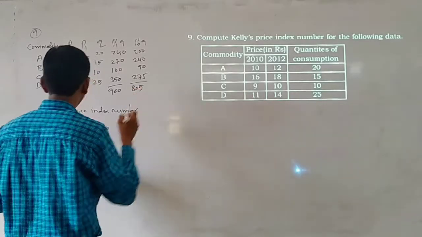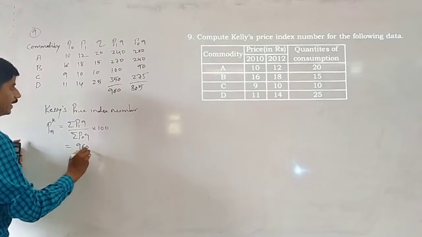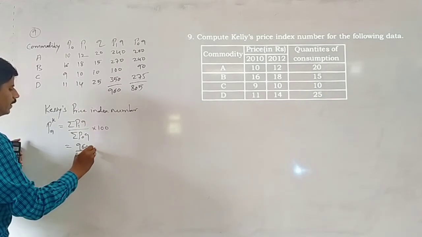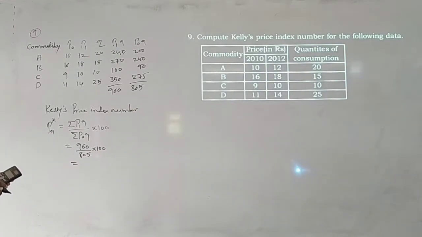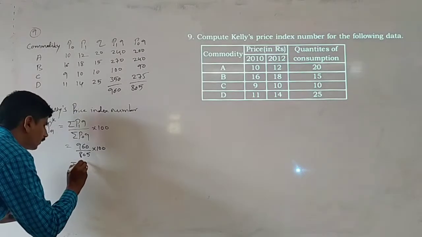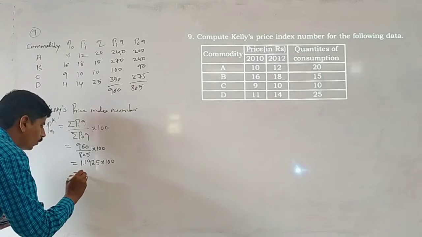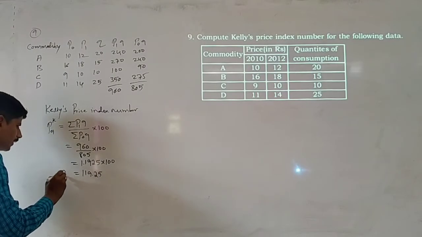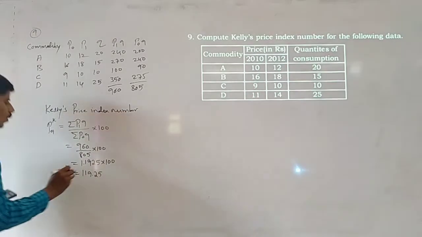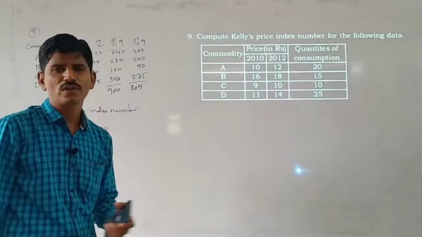Then substitute the values. Sum of P1Q is 960 and sum of P0Q is 805, into 100. Okay, 960 divided by 805 is 1.1925, into 100, then we get 119.25. Kelly's price index number P01K is 119.25. Okay, it is also a 5 marks question.